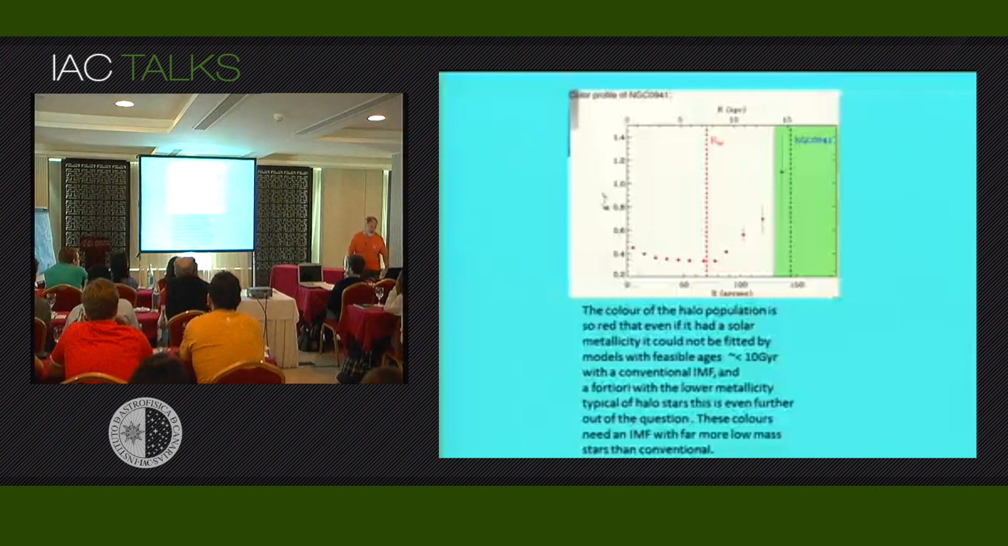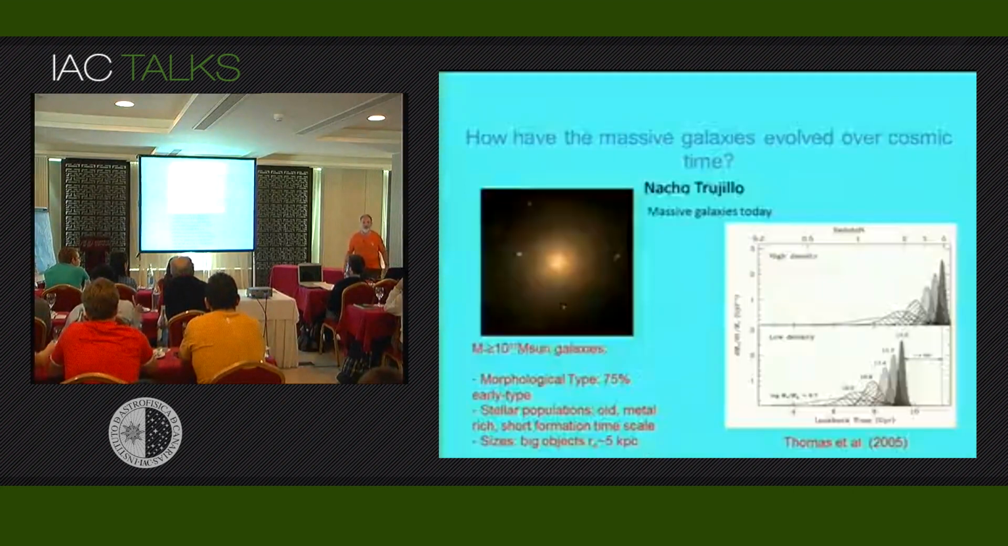Forgive me in all of these things if I'm shortening to almost nothing what you actually did. They find these colours are so red that you can't fit them with a conventional IMF under almost any circumstance, and that you have to have far more low-mass stars in the halo than can be fitted by a conventional IMF, and that's a very interesting result. That's work to be published.